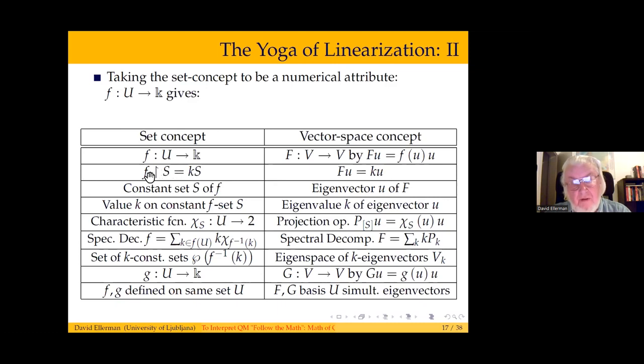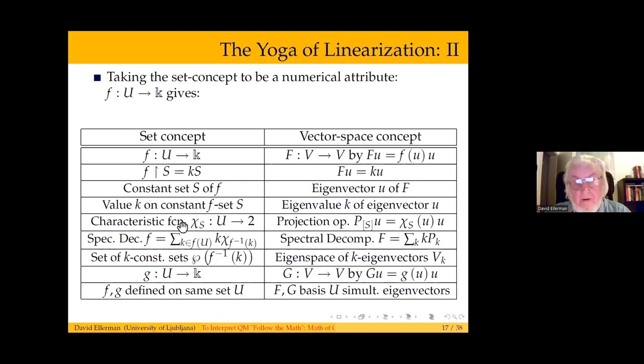Here's the set notion that says this function restricted to a subset S equals some scalar from K times S. So this is like an equation that says for some subsets and some scalars k, this holds. Well, that's just the eigenvalue equation in the vector space. This is the equation for an eigenvector and an eigenvalue. So what would be the set notion of an eigenvector? It's just a constant set. It's a set where every point in S is assigned the value k by F. That's the corresponding thing to an eigenvector. So these are the set concept and the vector space concept. The value k, of course, is the eigenvalue.